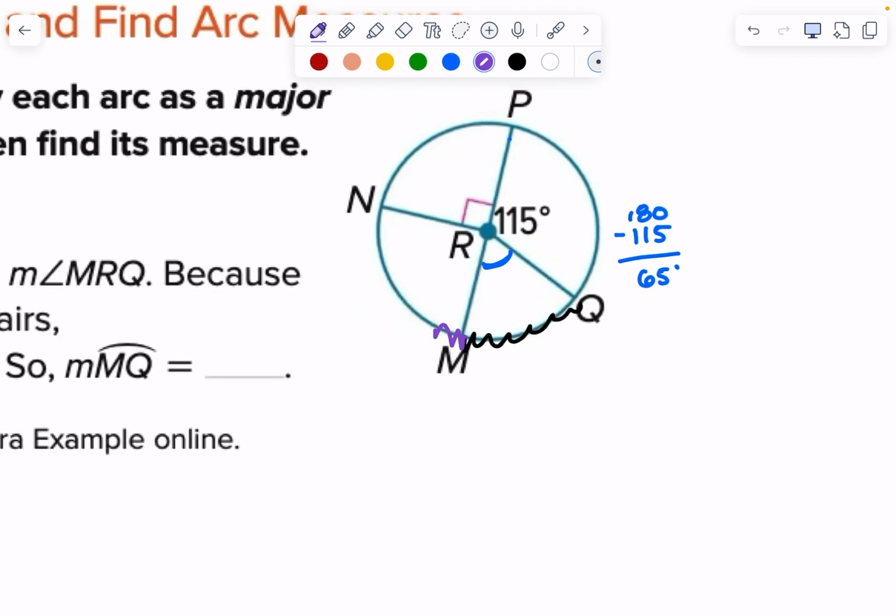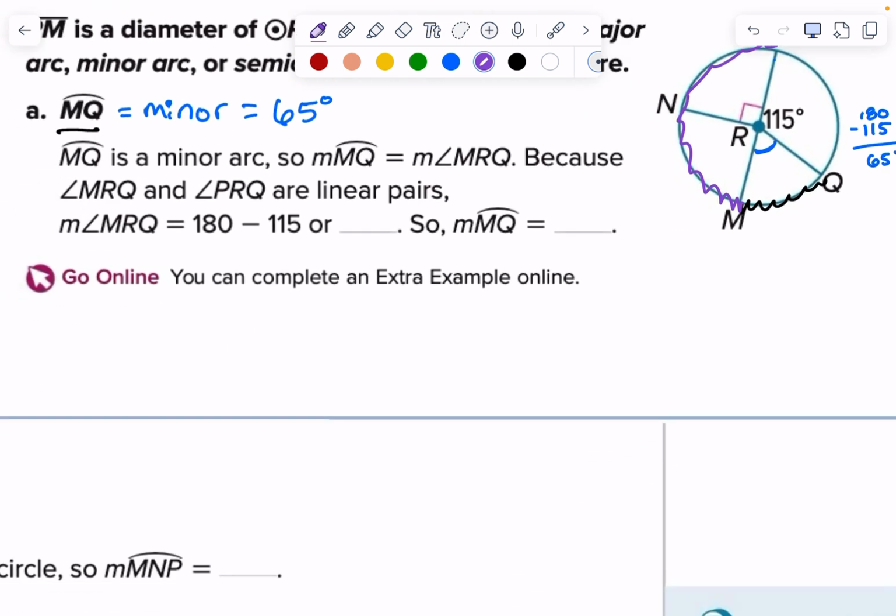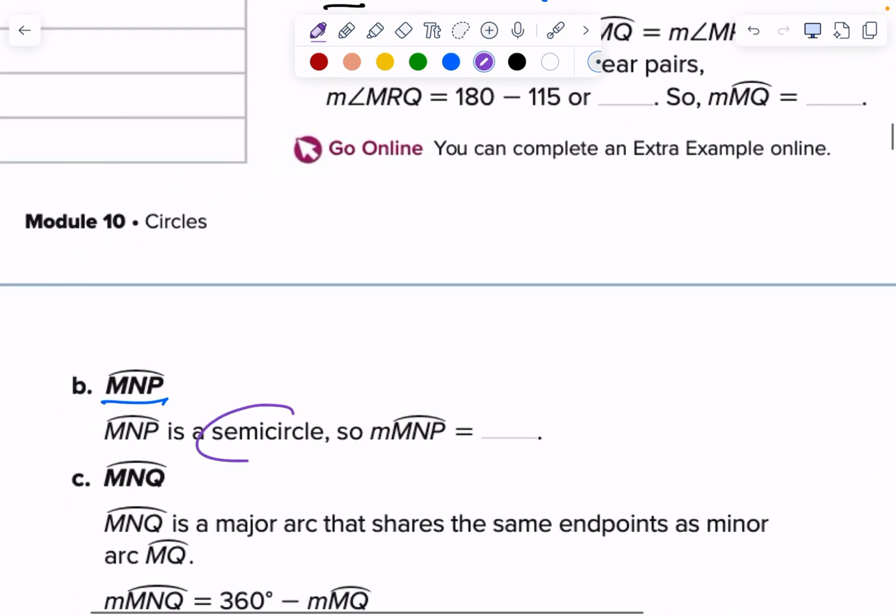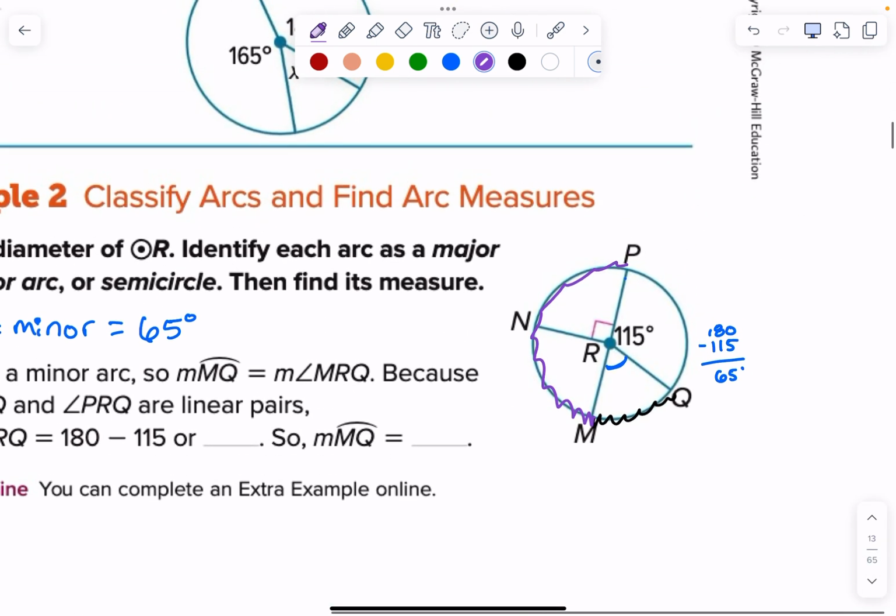MNP is from here to here. That is 180, and that is a semicircle, 180 degrees. Okay? All right, next one, MNQ. MNQ is all the way around here.